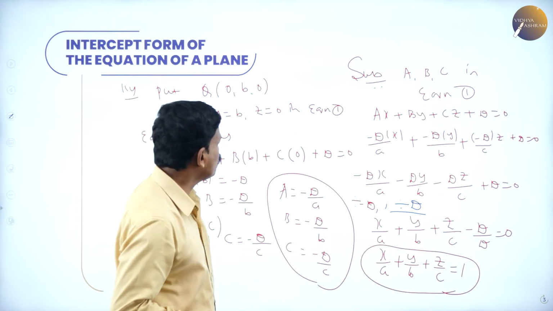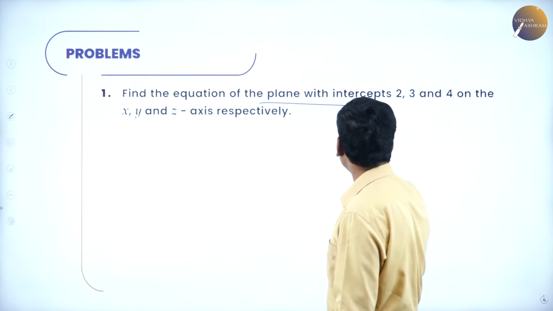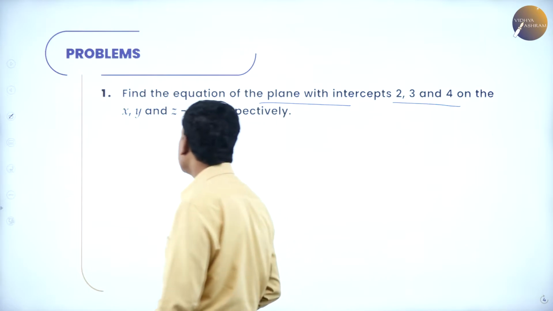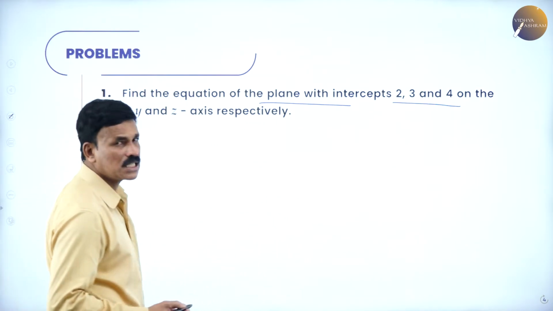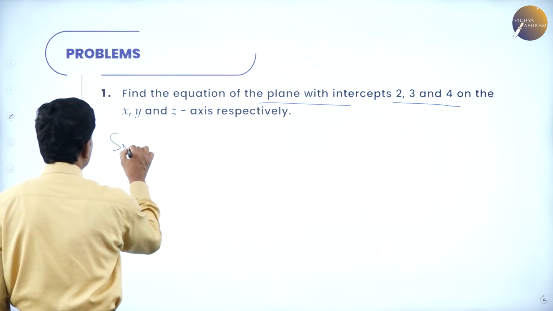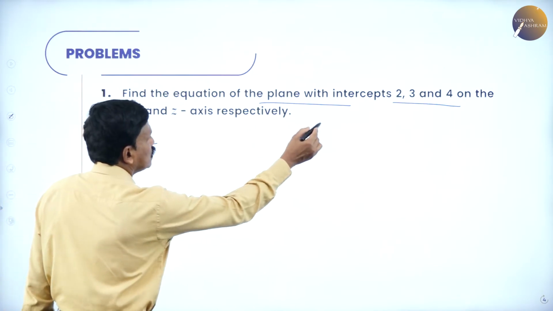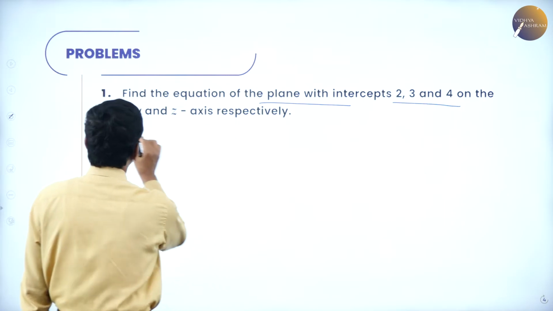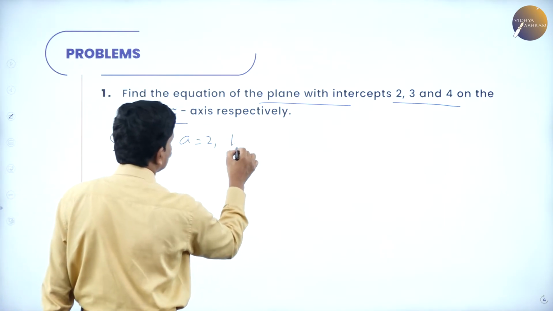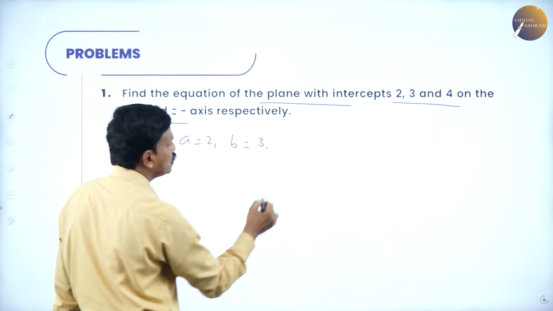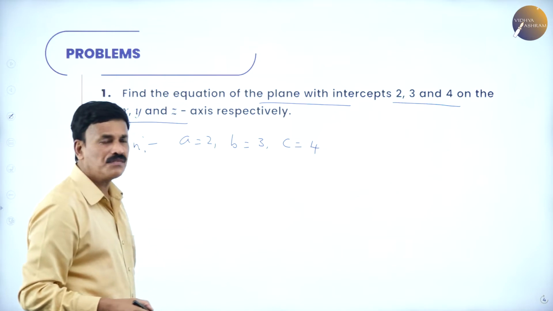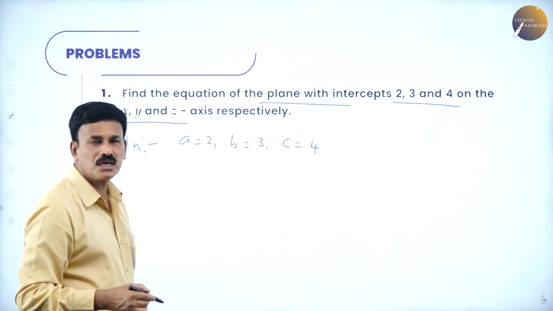Now, let us come to the problem. Find the equation of the plane with intercepts 2, 3 and 4 on the x-axis, y-axis and z-axis respectively. This is a very simple and important problem. So, what is given? The intercepts on the x-axis, y-axis, z-axis: the x-intercept a is equal to 2, the y-intercept b is equal to 3 and the z-intercept c is equal to 4. So, the values of a, b, c are 2, 3, 4.